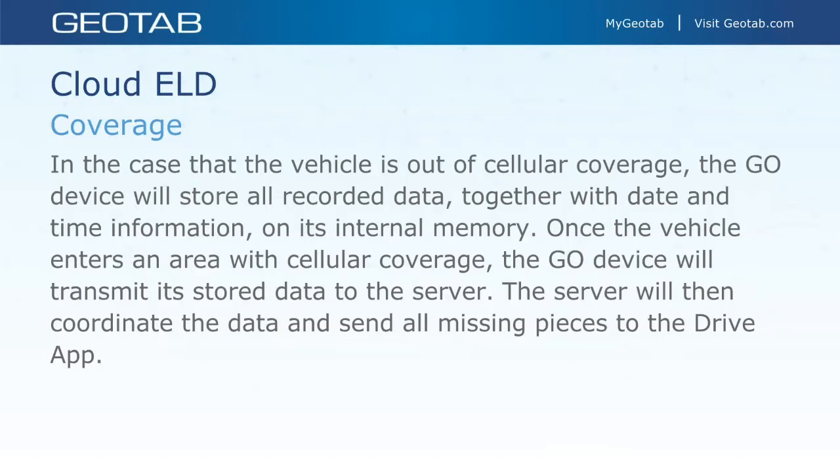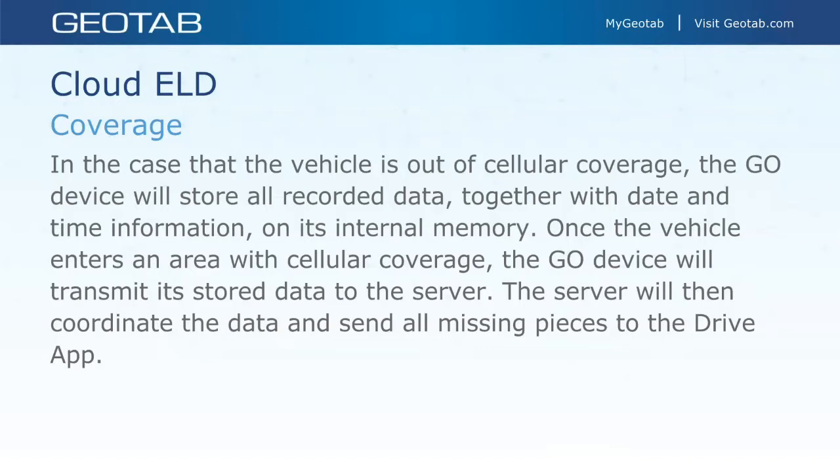When you're out of coverage, you're not losing any data. When you go back into coverage, everything is going to update. So what's going to happen for most vehicles, even if they're driving in rural areas, is that they're going to be moving in and out of coverage as they travel. And as they do move back into coverage, the information is going to update. In the case that the vehicle is out of cellular coverage, the Go device will store all recorded data together with date and time information on its internal memory.